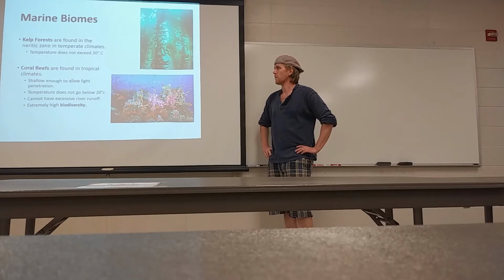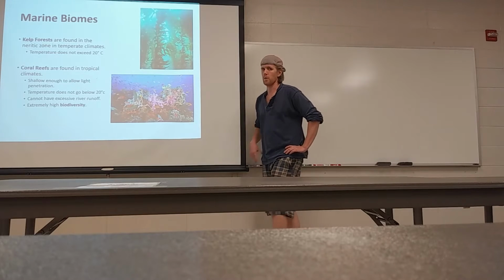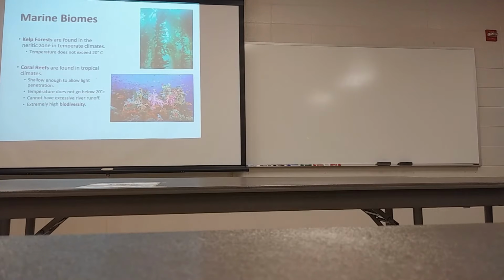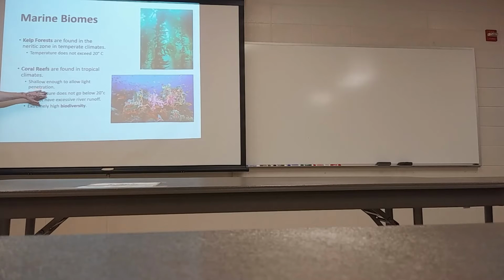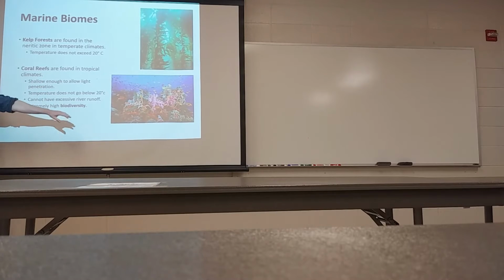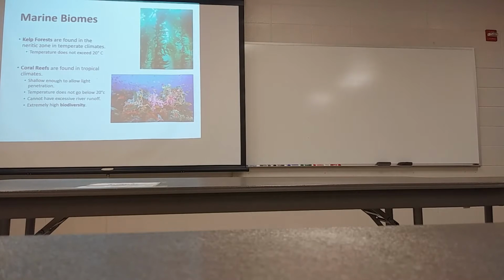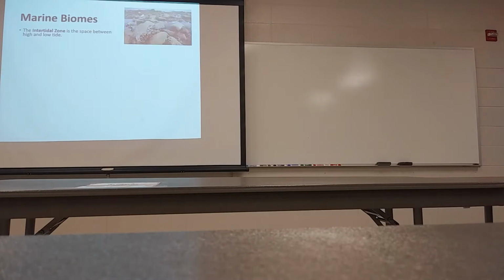We talked about kelp forests and coral reefs and how they are the most biodiverse reefs and how they occur in tropical areas between the two tropics. Warm temperatures, shallow enough to allow light penetration because algae that live with the corals are the primary producers in coral reefs. I believe we are on to the next slide, which talks about a few other coastal biomes that we see.